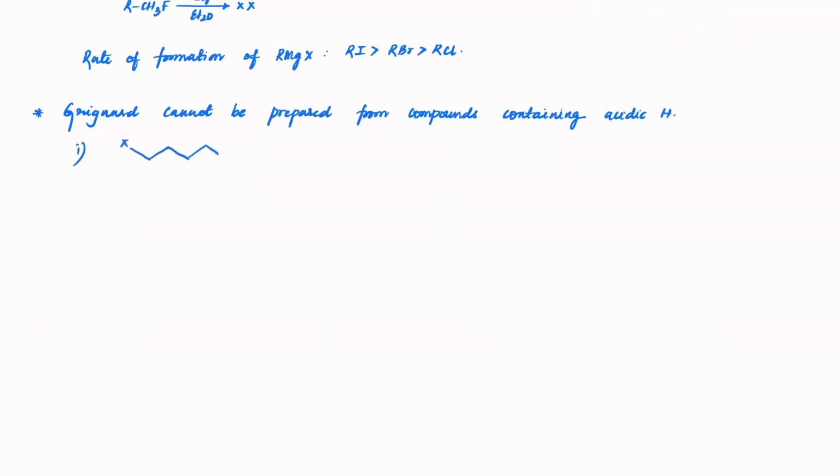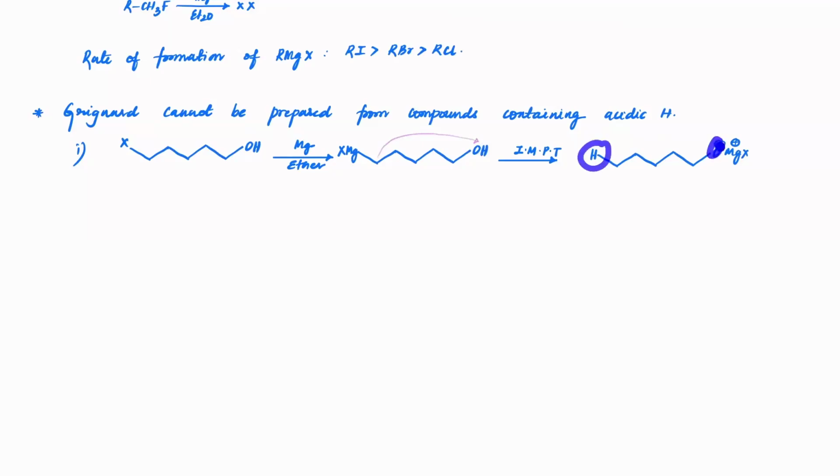So the first case is, if you have a halogen on one end and an alcohol on the other, and you react with magnesium and ether, first the Grignard's reagent will form, and thereafter intramolecular proton transfer will take place. The minus charge will take away the H plus, because internally the H plus, which is more acidic, will shift there. So H will come here, the minus charge will shift here, and MgX will appear here. Instead of staying as a Grignard's reagent, it will now stay in this alkoxide form.